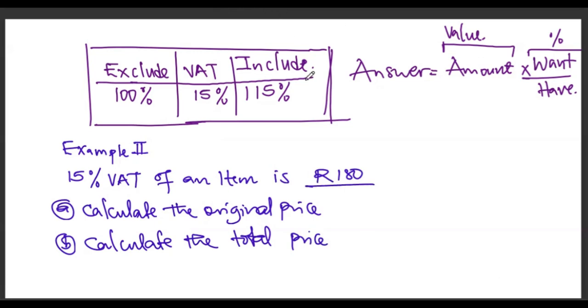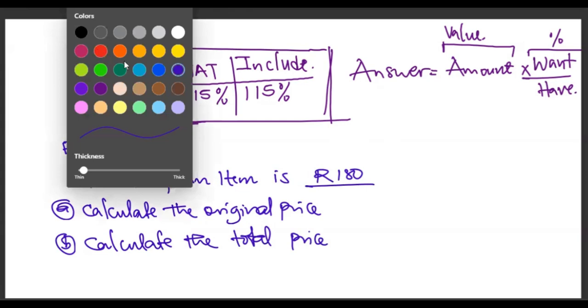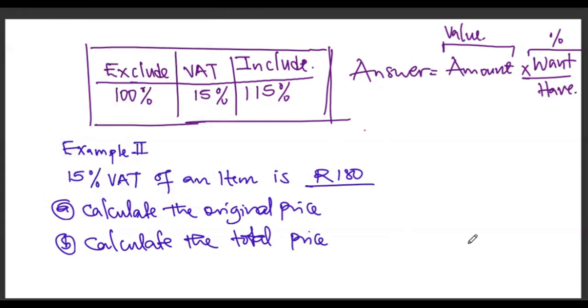So we shall use this formula here that we have. Remember, this is the VAT that we have. In other words, we are having 15%. If you're looking for the original price, we shall need 100%. And if you're looking for the total price, we shall need 115%. Don't include the percentage signs, but I just wanted to.